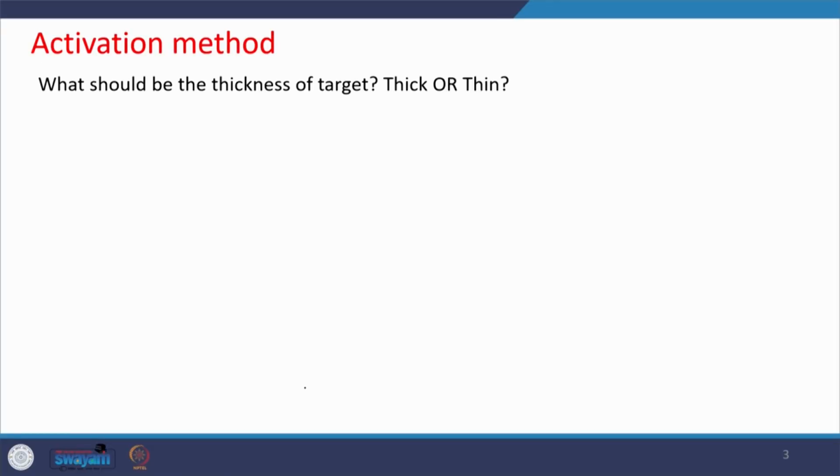what should be the thickness of the target? Should it be thick or thin? How to select the thickness? Remember, the activation method deals with activating the target with an incident beam. Mostly it is a neutron beam. So, how does the thickness of the target matter in this case? If it is too thin, what will happen? If it is too thick, what will happen?